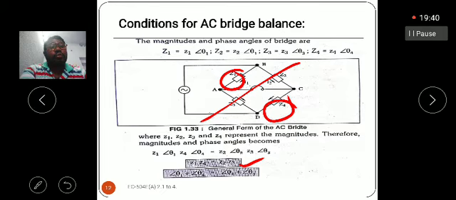If the circuit is in a balance condition, then the conditions are Z1 theta 1 into Z4 theta 4 is equal to Z2 theta 2 and Z3 theta 3. Based on this condition, we get the magnitudes Z1 Z4 is equal to Z2 Z3, and the phase angles theta 1 plus theta 4 is equal to theta 2 plus theta 3. Based on this condition, we measure the unknown quantities in the bridge circuit.